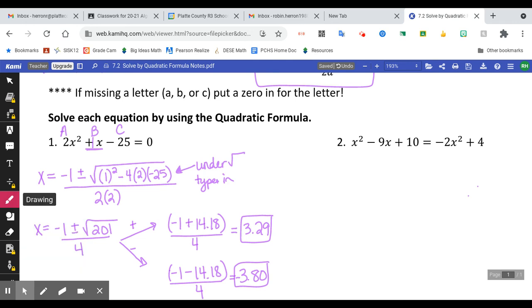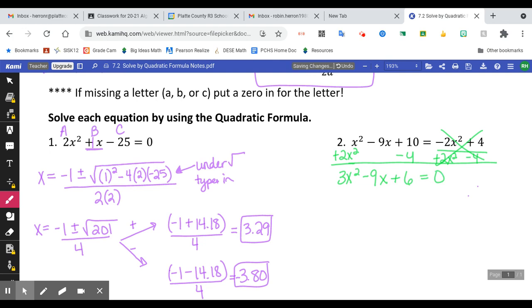So this one has two terms out here, which we need to get rid of because it has to equal 0, remember? So I'm going to add 2x squared to both sides, and then subtract 4 from both sides. So let's get these all out of the way. This is going to be 3x squared minus 9x plus 6 equals 0. We don't worry about GCFs with this because it doesn't matter for us. We're just doing A, B, and C.